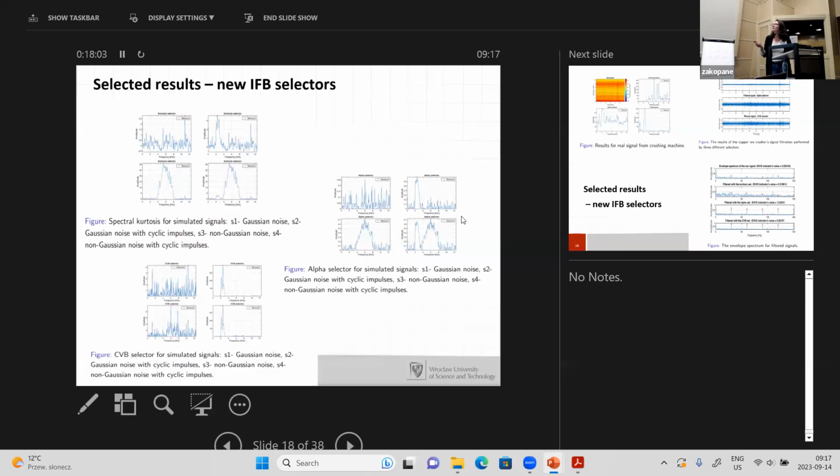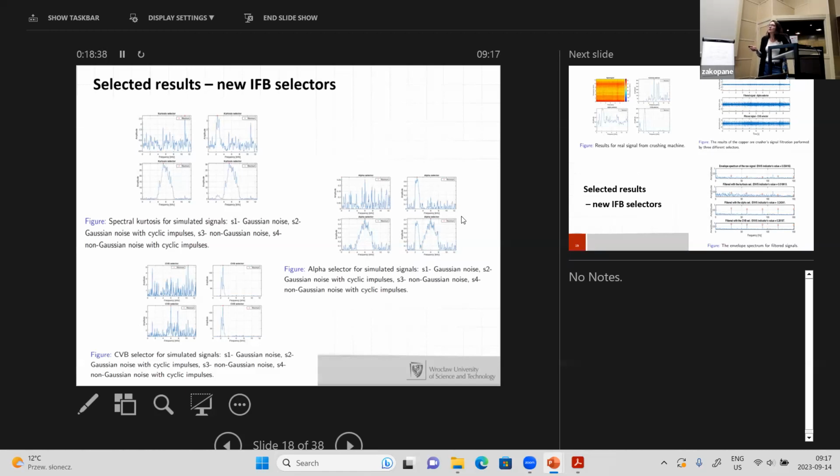And also here we have a bad result, because kurtosis indicates the frequency band when we don't have the local damage. The local damage is somewhere here. So this is a very bad result, because kurtosis is sensitive to large observations. A similar situation we have for our statistic called alpha selector. This is just an estimator of the alpha parameter from the alpha-stable distribution. And once again, this alpha selector also indicates in this case something which is not a good result.